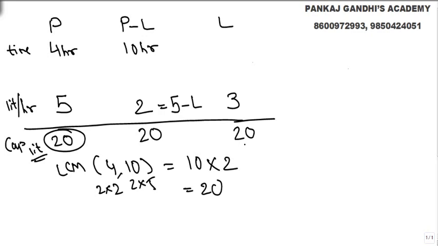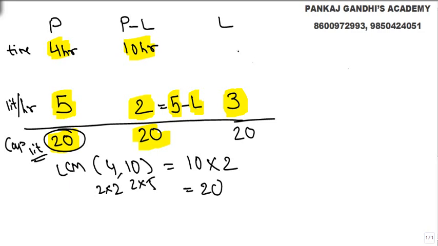In how much time? Complete tank 20. I repeat. Pipe alone in 4 hours fills 20 liters. We have taken LCM of them, 20. In 4 hours 20, so pipe per hour fills 5 liters. Pipe minus leakage in 10 hours fills 20 liters. Pipe is filling and leakage is emptying. 10 hours, then they need to fill 20, so per hour is 2. But out of that, pipe filled 5. So leakage emptied, 5 minus leakage is 2.